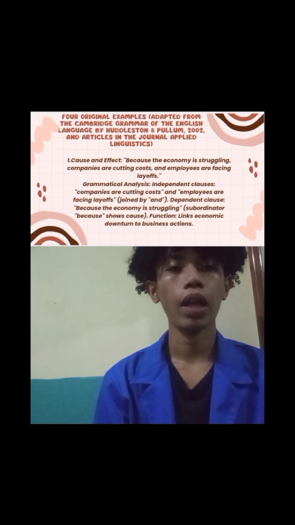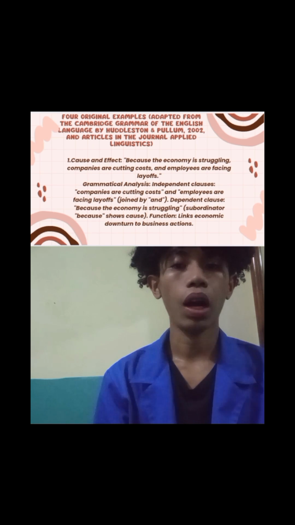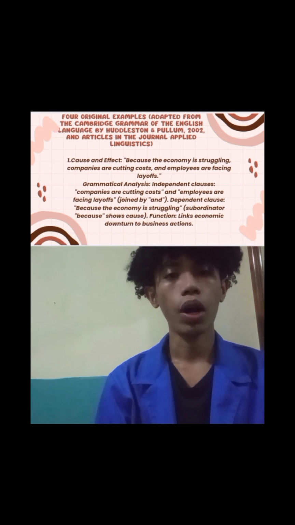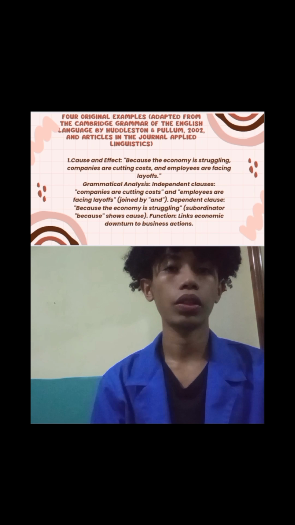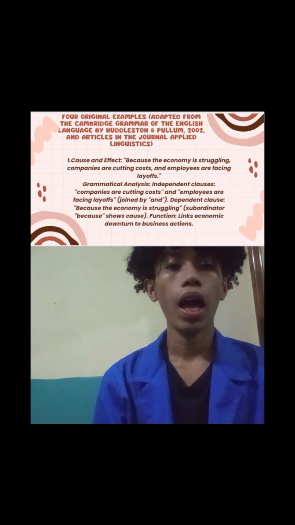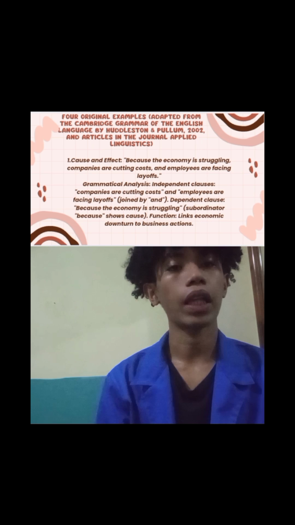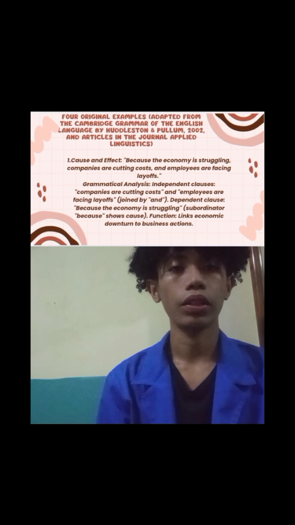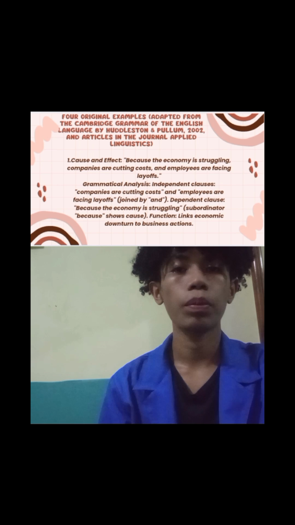Four, original examples adapted from The Cambridge Grammar of the English Language by Huddleston and Pullum, 2002, and an article in the journal Applied Linguistics. One, cause and effect: "Because the economy is struggling, companies are cutting costs and employers are laying off workers." Grammatical analysis: the independent clause "companies are cutting costs and employers are laying off workers" is joined by a dependent clause, "because the economy is struggling." The subordinator "because" shows the function, linking economic downturn to business action.